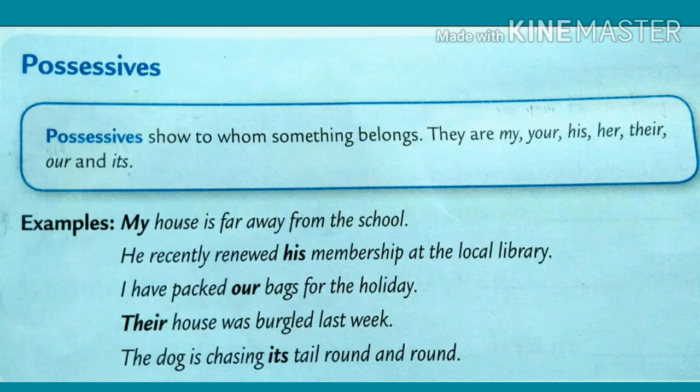See the example: My house is far away from the school. Whose house is far away from the school? My house. The possessive form of me is my. Next one: He recently renewed his membership at the local library. Whose membership? His membership. Here the word his is the possessive of he. Third sentence: I have packed our bags for the holiday. In this sentence, our is the possessive.